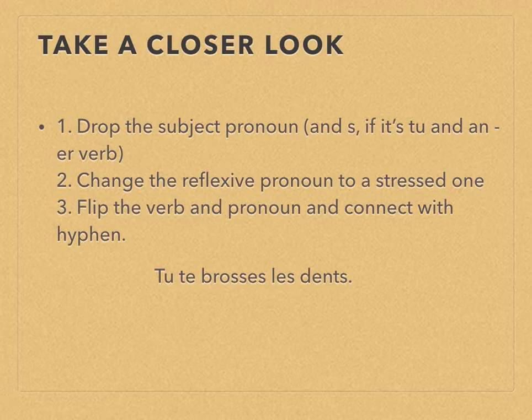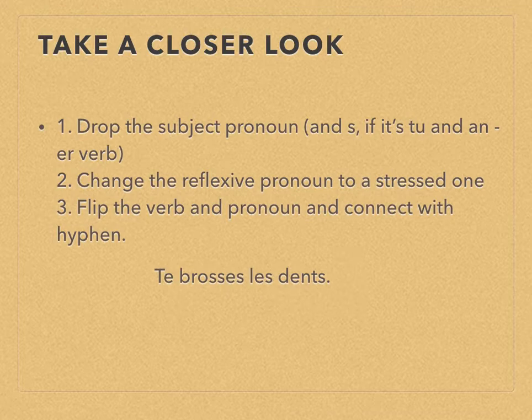So we have this beginning basic sentence, tu te brosses les dents. So you are brushing your teeth. And we want to make this into the command, brush your teeth. So step 1 says we have to drop our subject pronoun, and then we drop our S off the end of our verb because brosser is an ER verb and our subject pronoun was tu.